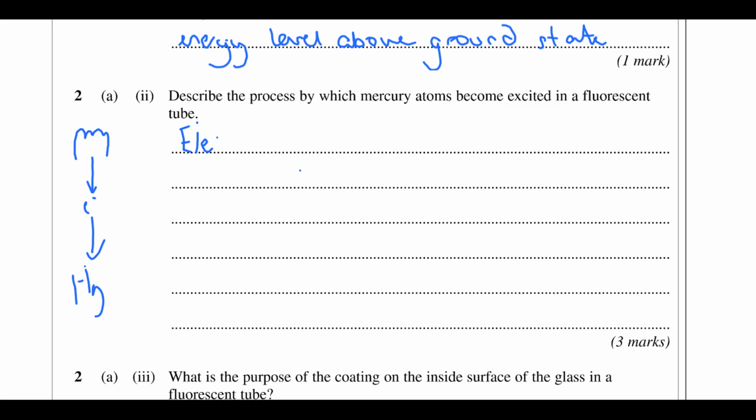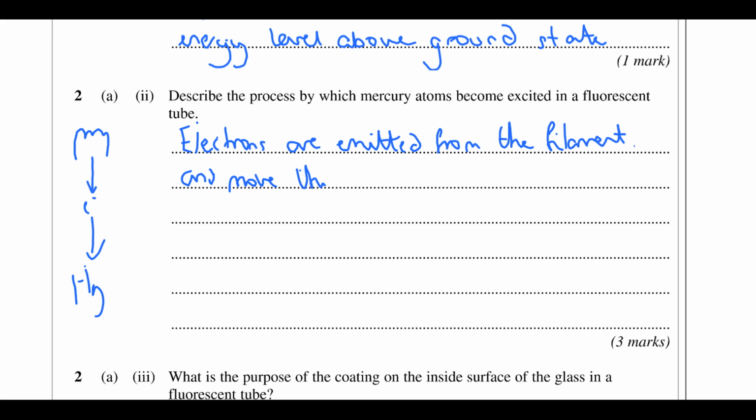First of all, your electrons are emitted from a filament. Okay, so we've got that there, and the electrons then will move through your mercury tube. So that's what's going to happen next. Low pressure gas. So that's your first part of explaining this.